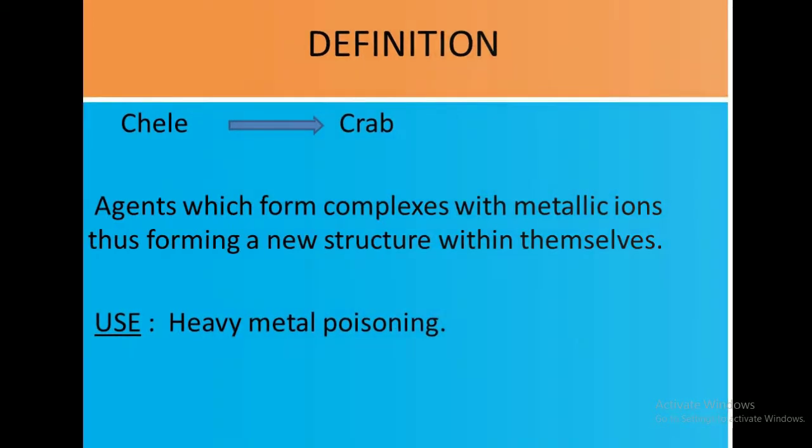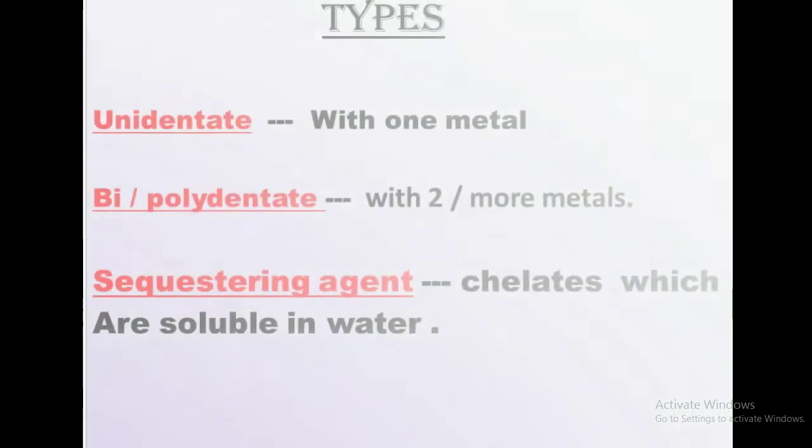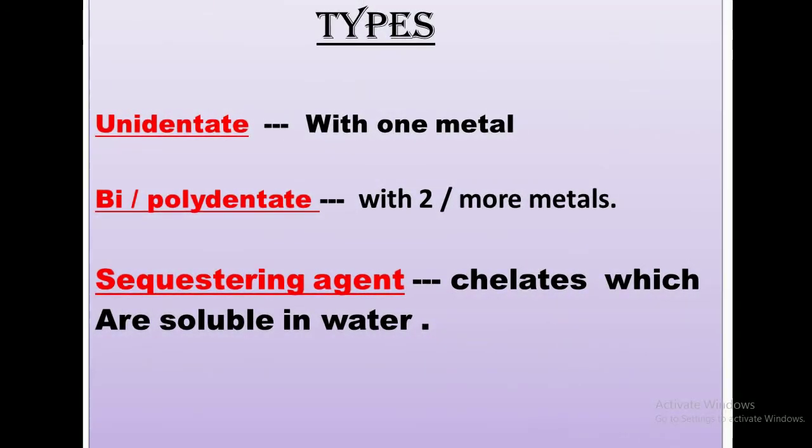So let's quickly learn about the different types of chelating agents. First comes the unidentate chelating agent. It means the agent which binds and complexes with only one metal. So that is a unidentate. Next, bidentate or polydentate. It means that it forms a complex with two or more metals. Hence it's also called bi or polydentate.